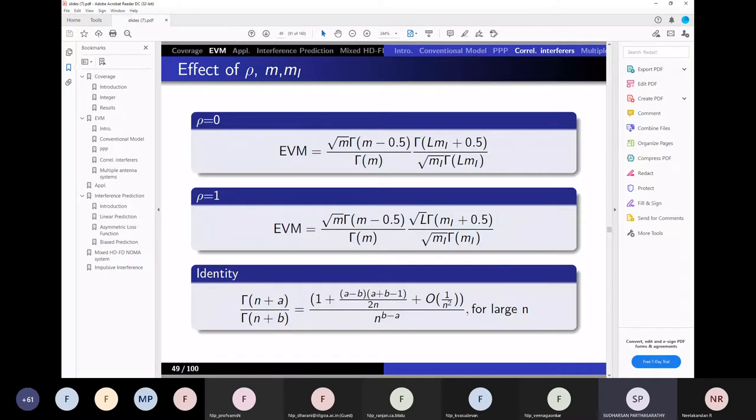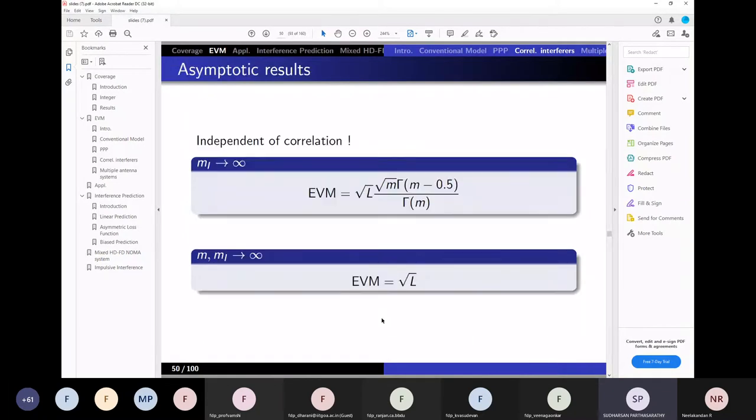Slide number 50. Like what we did in the uncorrelated case, we can allow mi to tend to infinity. Next, we can allow both m and mi to tend to infinity. If you allow both m and mi to tend to infinity, then you will see that our EVM is basically the square root of the number of interferers, so whatever we saw before.